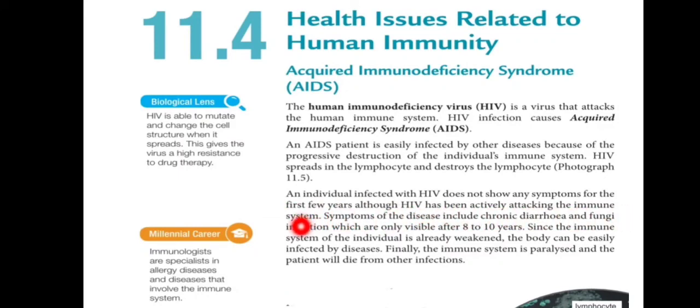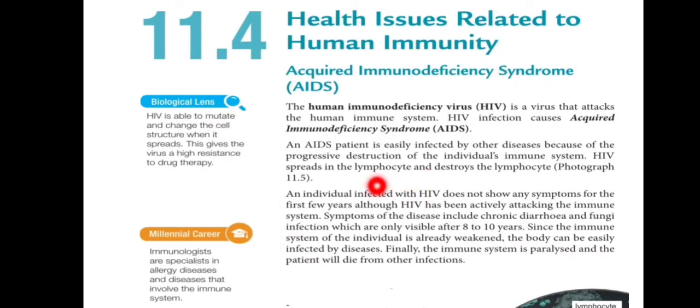Okay, dia bukan terus-terus bila dia ada HIV ya, bukan terus-terus bagi simptom. Symptoms including chronic diarrhea and fungal infection, which are only visible after 8 to 10 years. So sangat panjang lama masa dia to show the symptoms. Since the immune system of the individual is already weakened, the body can be easily infected by diseases. Okay, and finally the immune system is paralyzed and the patient will die from other infections.